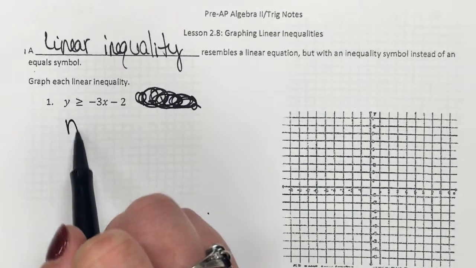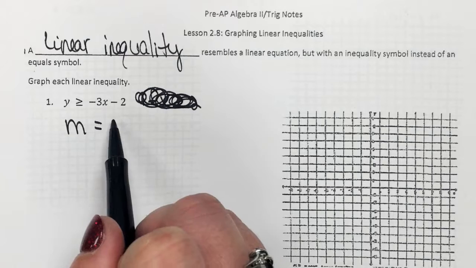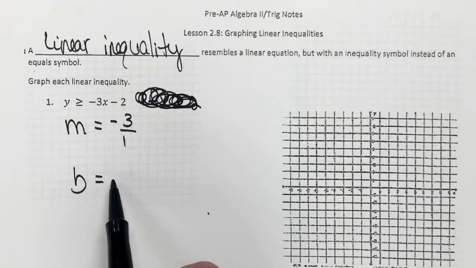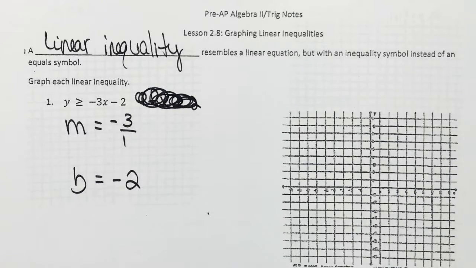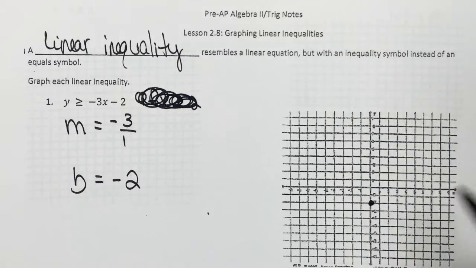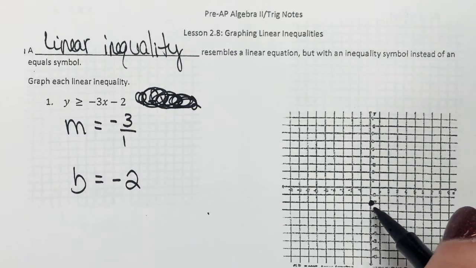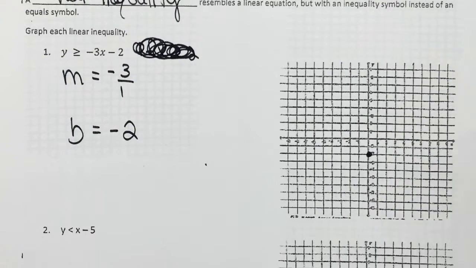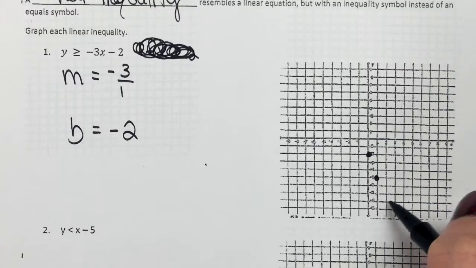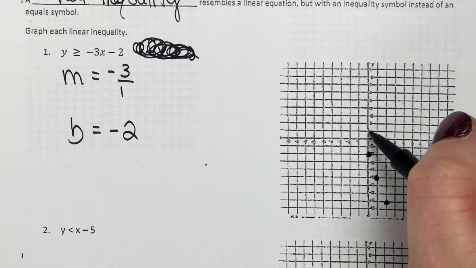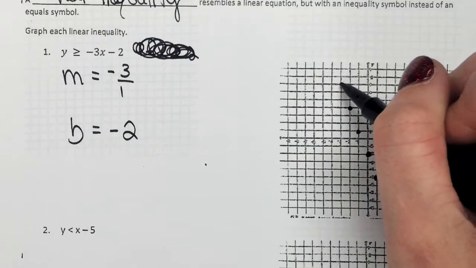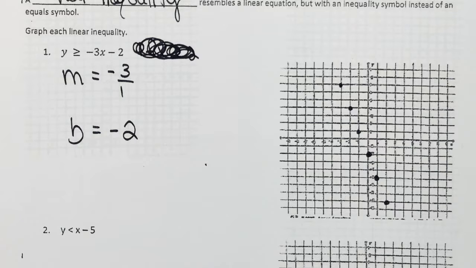So what's your slope? There you go. And what's your y-intercept? -2. All right, now you're going to graph it just like normal. Just don't connect the dots yet. So you're going to go to -2 on the y-axis. And then you're going to go down 3 and right 1. Or you could go up 3 and left 1. And you're going to need to make it as big as you possibly can, okay? Just don't connect them yet.